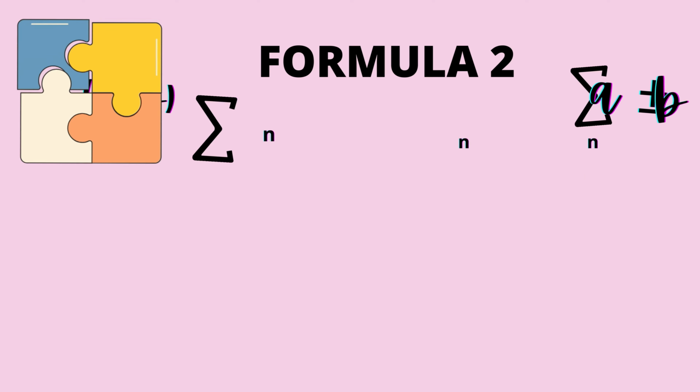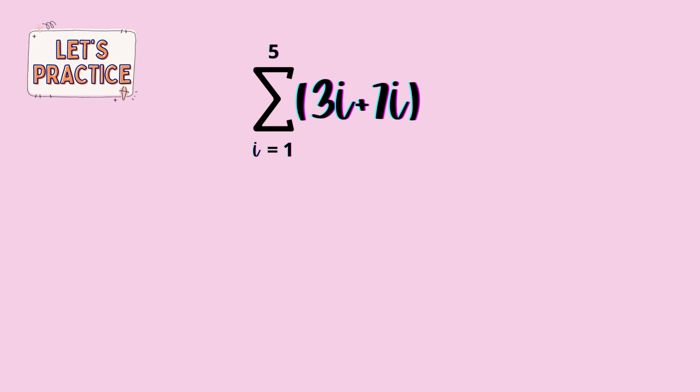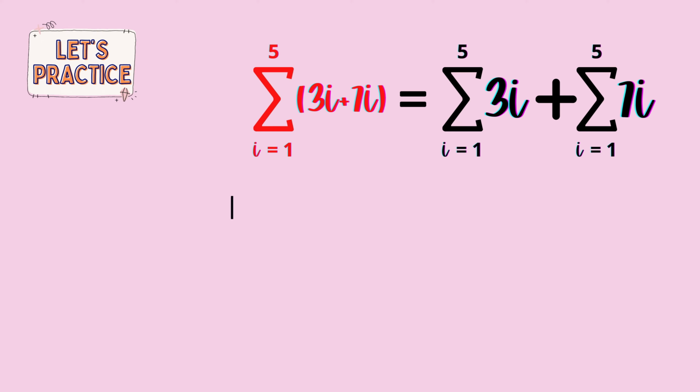For the second property, a sigma notation can be divided into distinct terms, each of which will retain the same sigma notation, if there are addition and/or subtraction operations between the terms. Say for example, if we have the summation of 3i plus 7i, as i goes from 1 to 5, then we can express it as the summation of 3i, as i goes from 1 to 5, plus the summation of 7i, as i goes from 1 to 5.